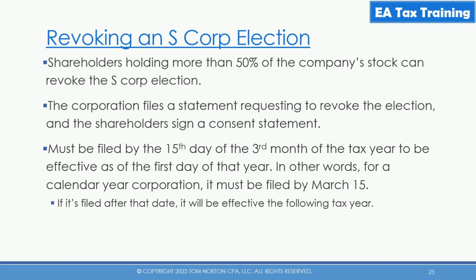They revoke it by filing a statement requesting to revoke it, and the shareholders sign a consent statement in order to show that they have more than 50%. And that must be filed by the 15th day of the third month of the tax year to be effective as of the first day of that year. So for a calendar year corporation, that would be by March 15th. If it's filed after that date, then that revocation will be effective for the following tax year.